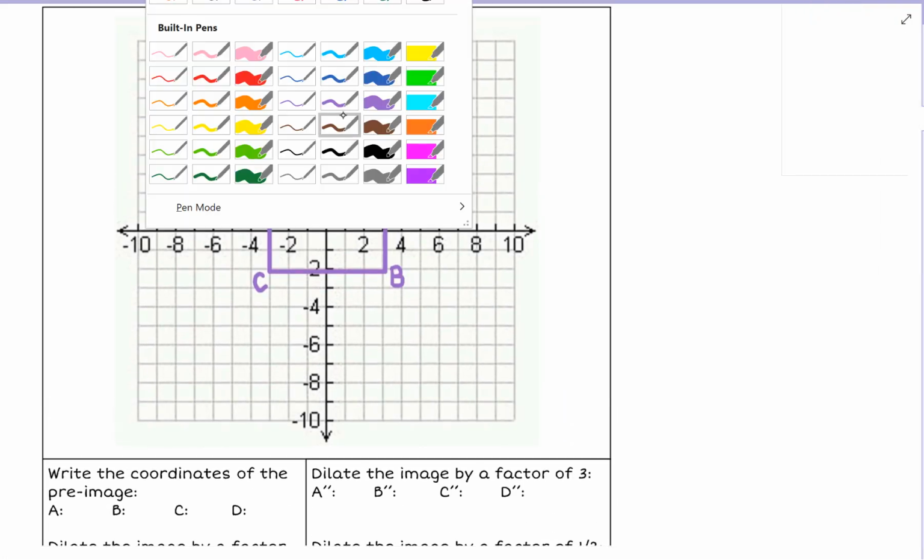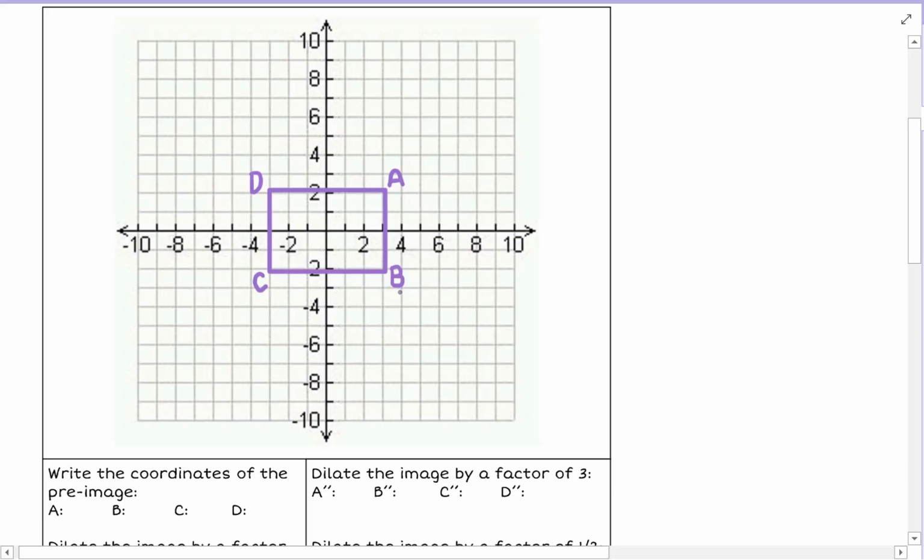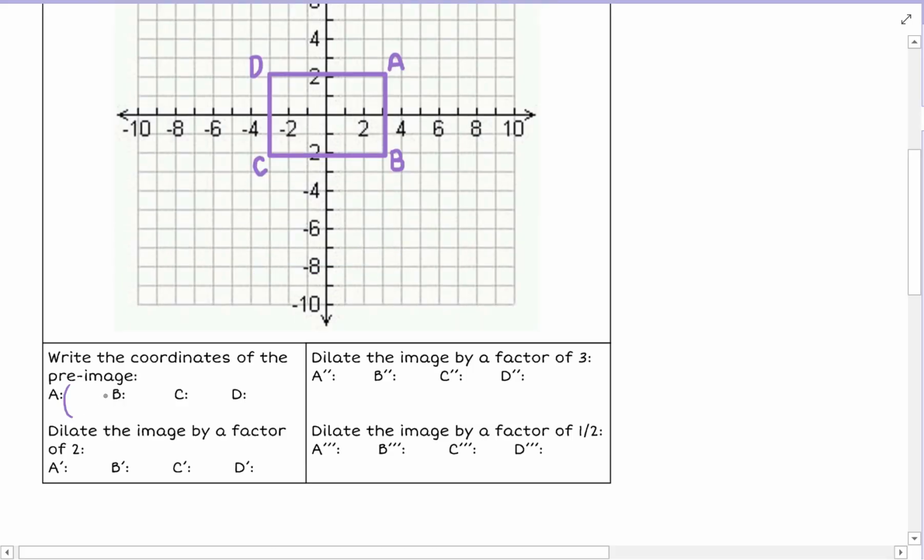To begin, we're going to write the coordinates of this rectangle right here. It's called the pre-image because that's what we're starting with. And then the transformed shape is called the image. So the coordinates of A are (3, 2). B is (3, -2). C is (-3, -2). And D is (-3, 2).